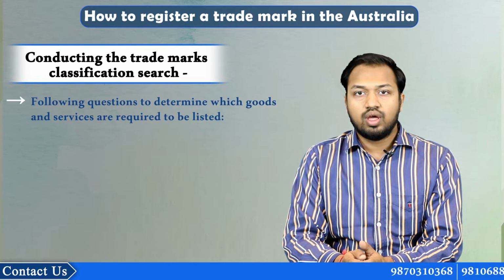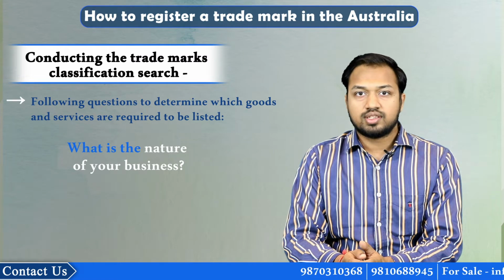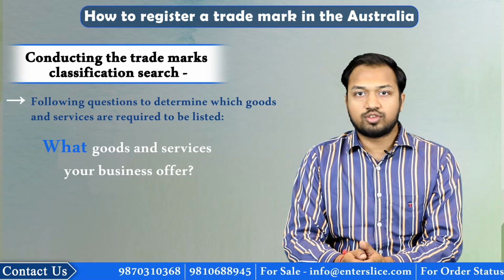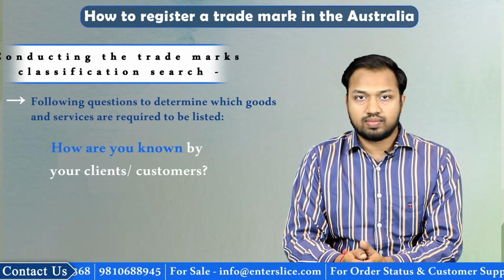You should always ask yourself the following questions to determine which goods and services are required to be listed. 1. What is the nature of your business? 2. What do you derive your business income from? 3. What goods and services does your business offer? 4. How are you known by your clients and customers?